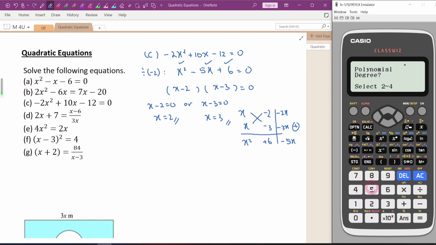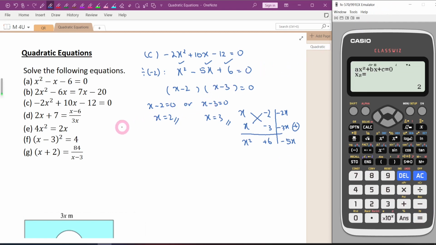Press 2, degree 2, 1, -5, positive 6. You can key in this one or this one. Both will give you the same answer. Let's try using this one. -2, 10, -12, 3, and 2. Let's say if you key in this one, you get the same answer. 1, -5, positive 6, equal, 3 and 2.